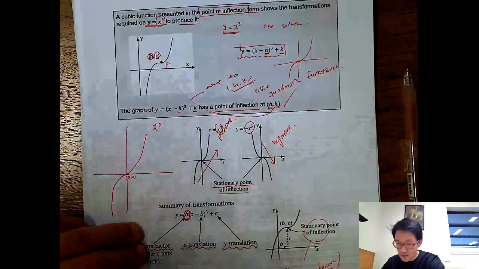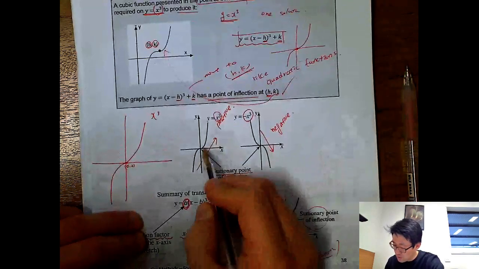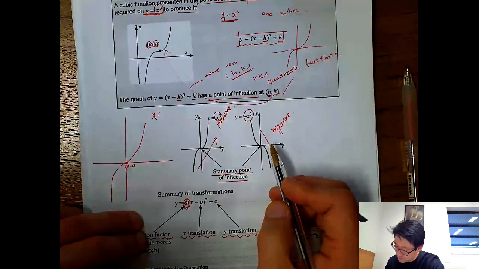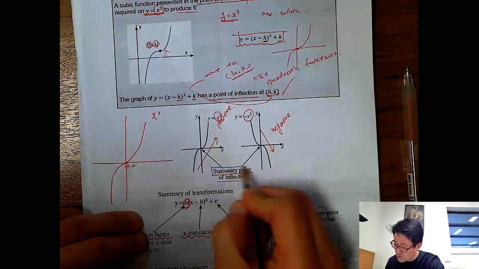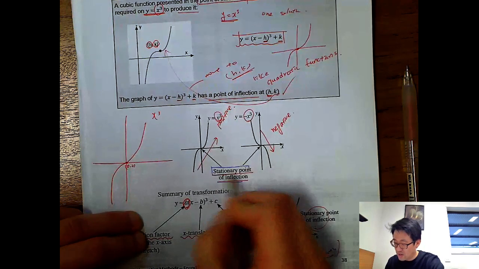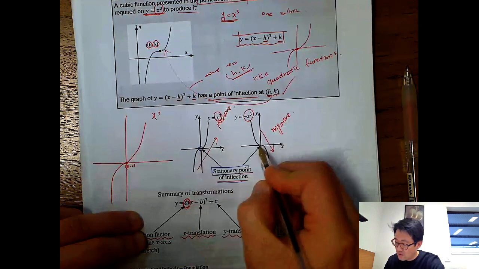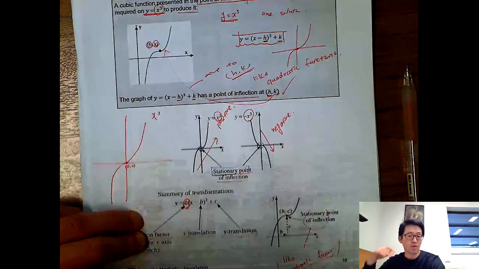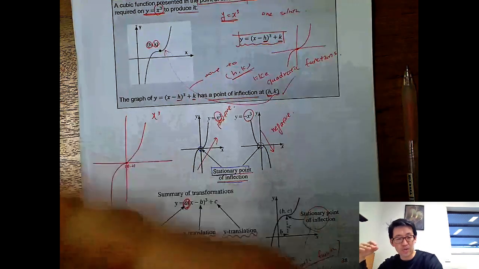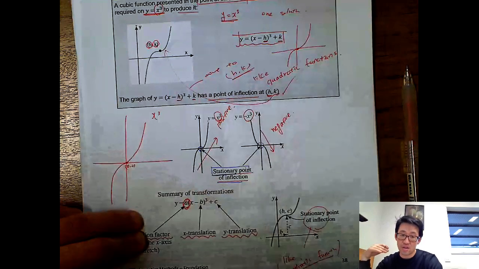Okay, and stationary point, done that. They use the stationary point of inflection. When they say stationary, at that moment, the number doesn't increase or decrease. So its gradient is 0.